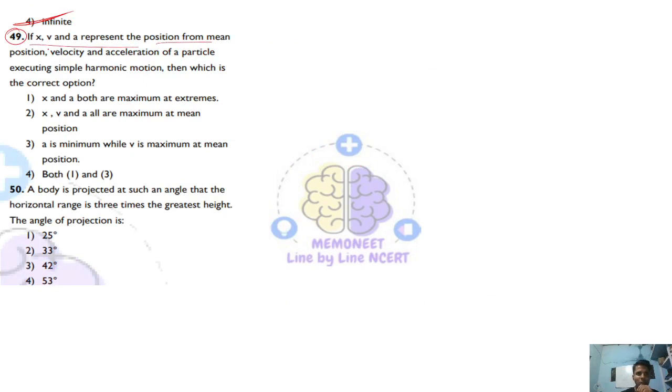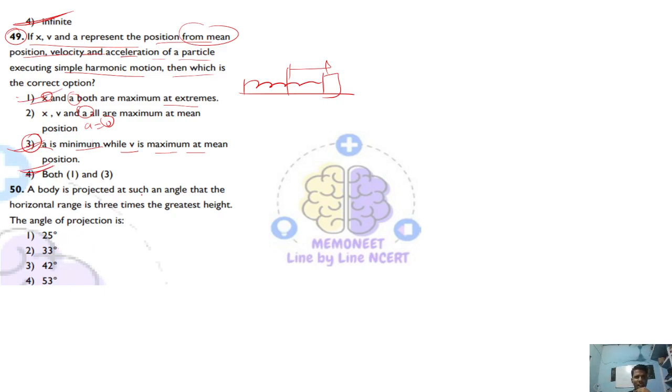If x, v, a represent the position or mean position, velocity, and acceleration of the simple harmonic motion, then which option? Option A is x and a both are maximum at extreme. Okay, in the extreme position, x represents amplitude. And x and v are maximum at mean position? No, a is 0. a is minimum while v is maximum at mean position. Option third is correct. Option one is correct, option third is correct. So both one and three. Fourth is the correct option.